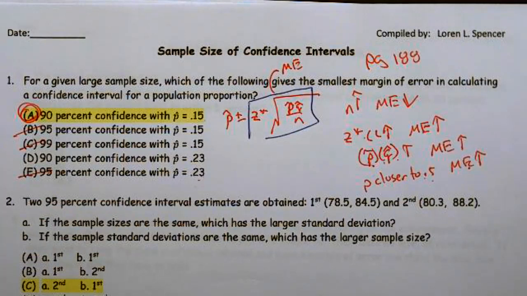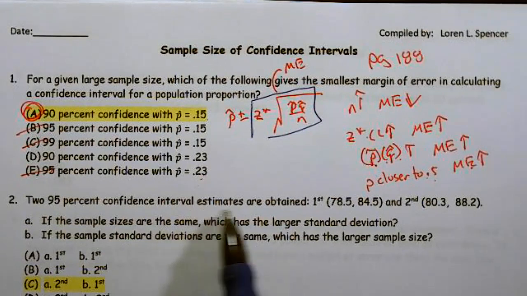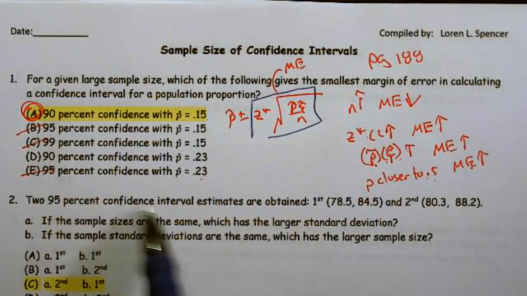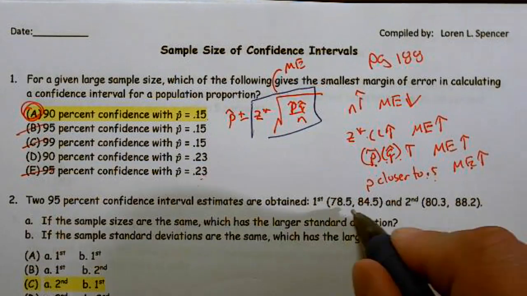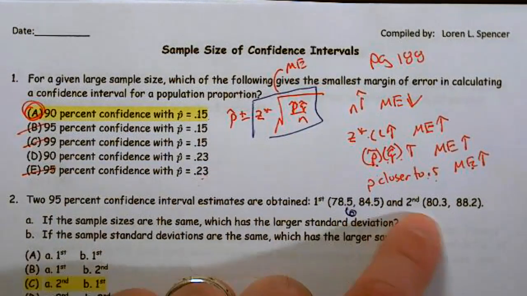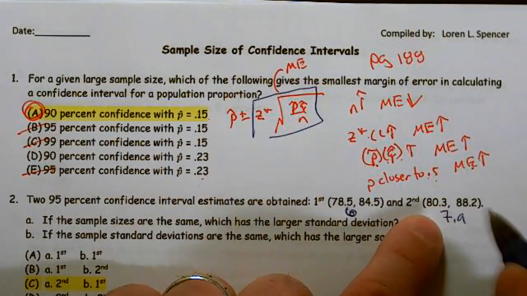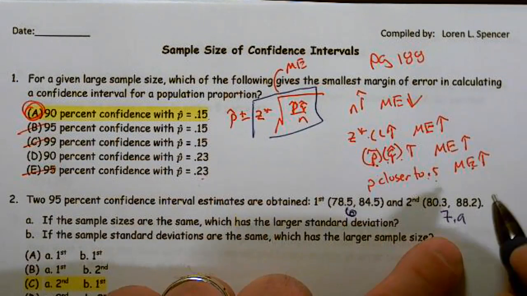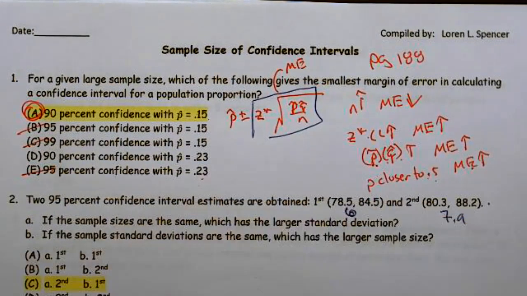Two 95% confidence interval estimates are obtained. So basically, if they're both 95%, we know that our Z star is 1.96, so it's not a factor. Now, when I look at this, one has a width of 6, and this one has a width of 7.9. So this one's wider. This one has a larger margin of error. This has a smaller margin of error.